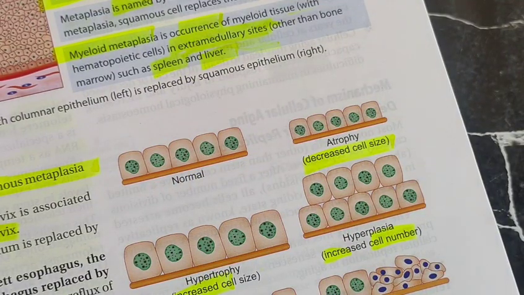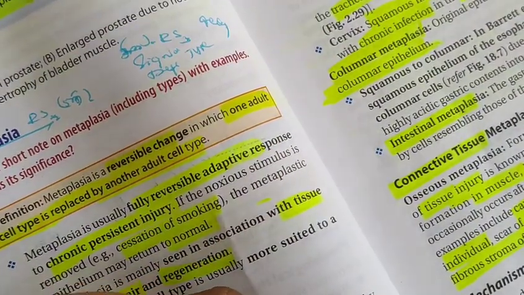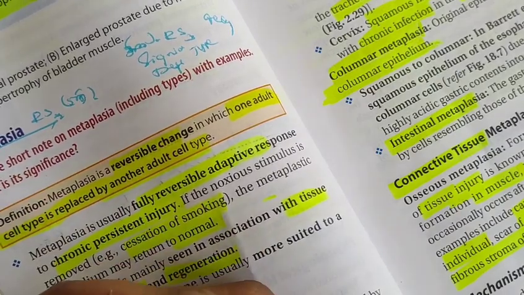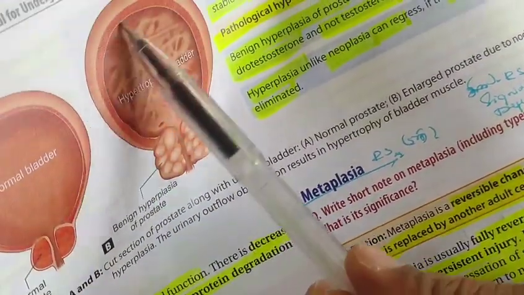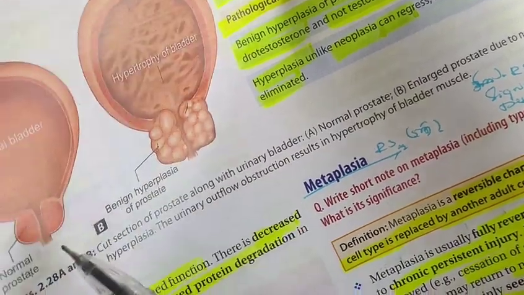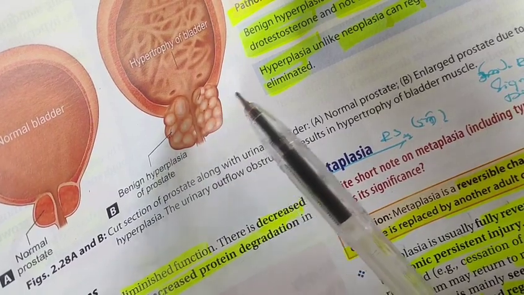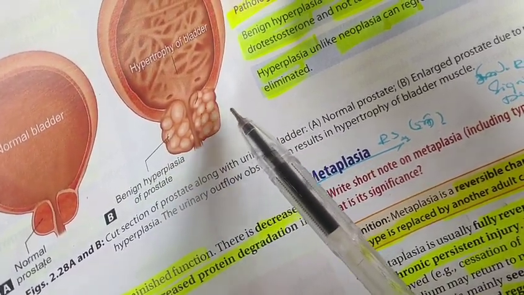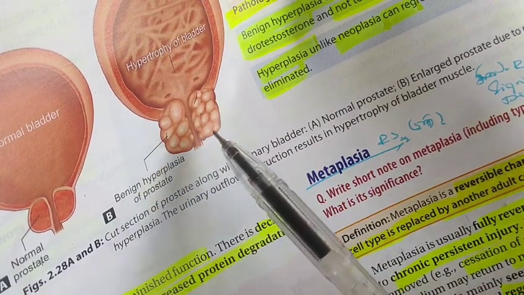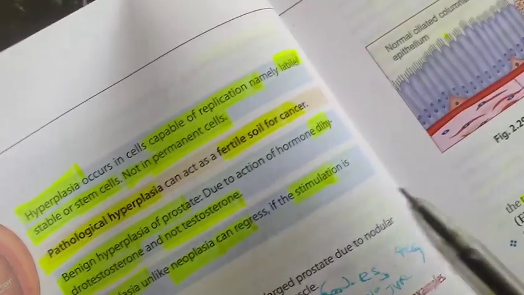You can see an example here, benign prostatic hyperplasia. This is the urinary bladder and this is the prostatic gland. The normal prostatic gland size will be like this. There will be an increase in the number of cells, and they may undergo benign hyperplasia of the prostate. This is an example.